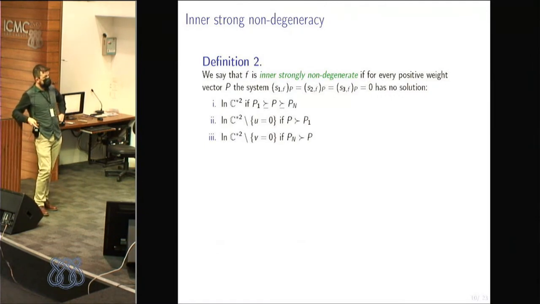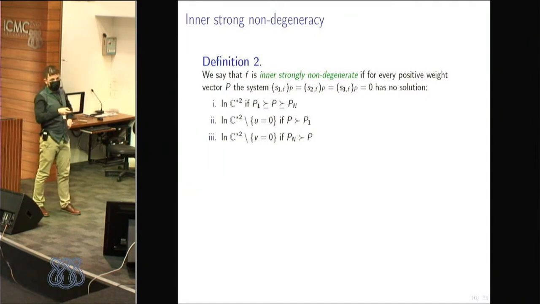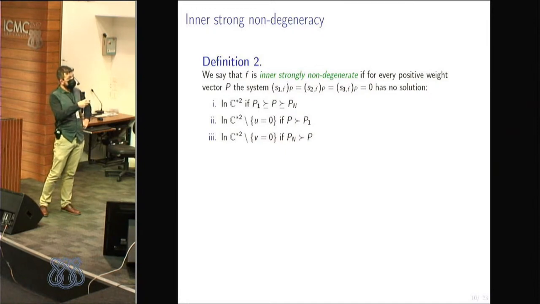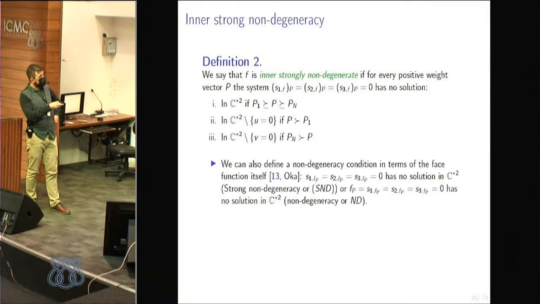We say that F is inner strong non-degenerate if for every positive weight vector, the system given by the phase function related to the mixed polynomial that defines the singular set of F has no solution. The first condition is in C star 2, when the weight vector is between P1 and Pn, and C star 2 minus U equals 0 for P greater than P1. And the last one is analogous to the second one.